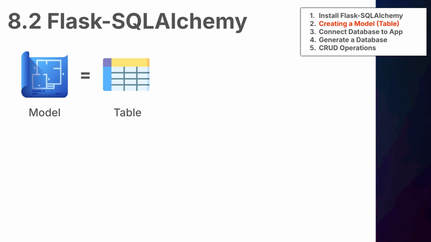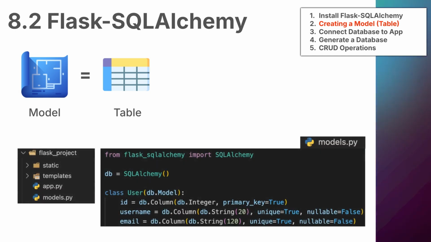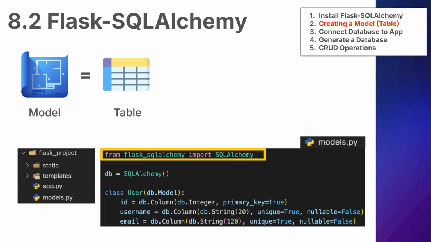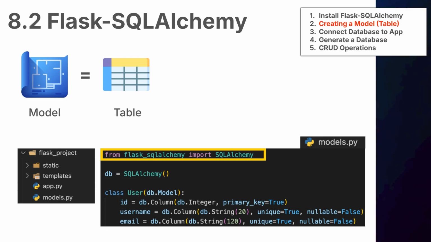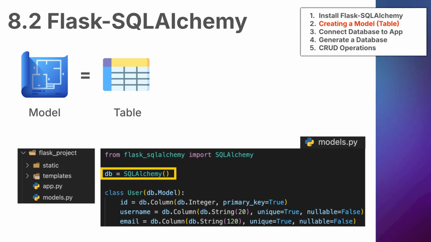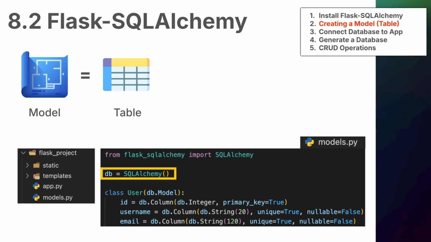Let's say you want to create a user table. First, create a new Python file named models. In that file, import the SQLAlchemy extension for Flask. SQLAlchemy helps you manage databases using Python classes instead of writing SQL directly. Then create a database object db that you can use to define models and interact with your database, such as add, query, update, delete. This db will be linked to your Flask app later.